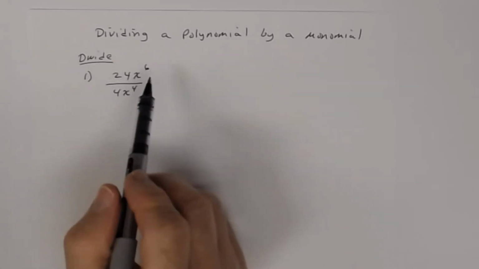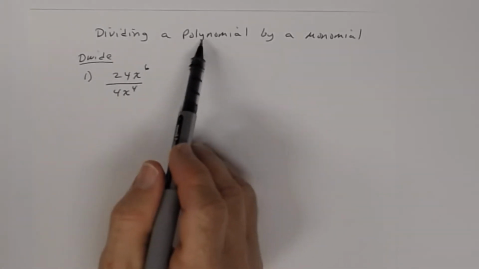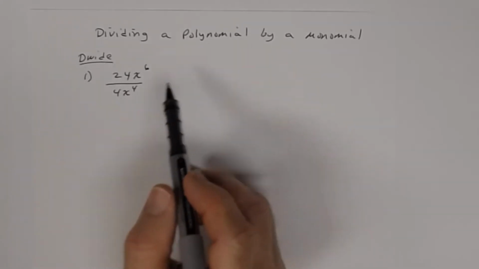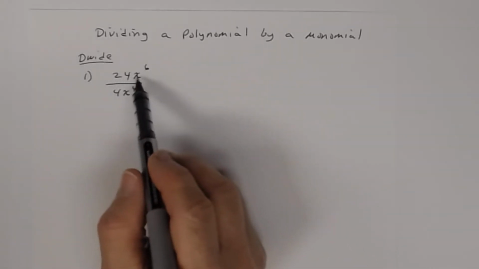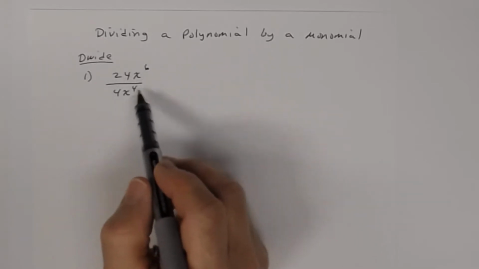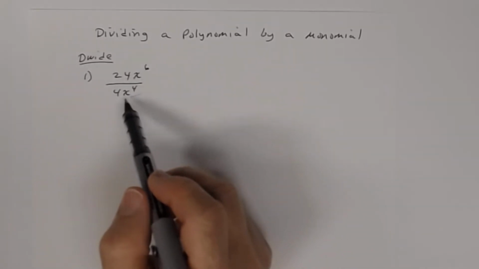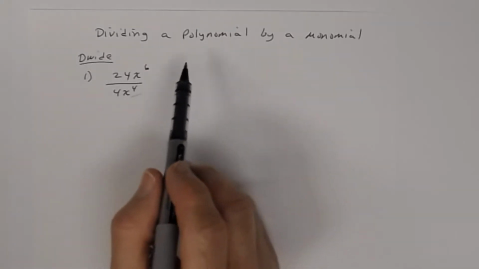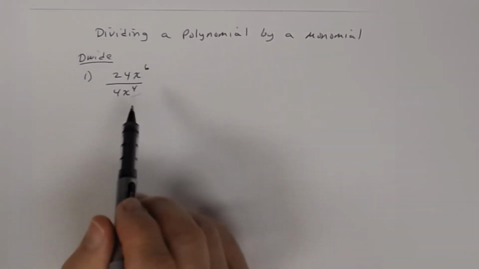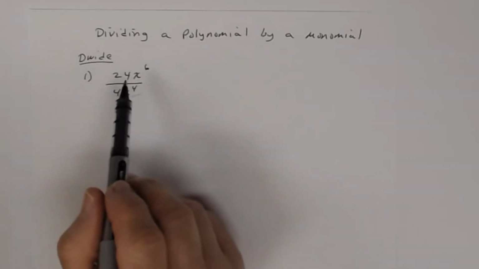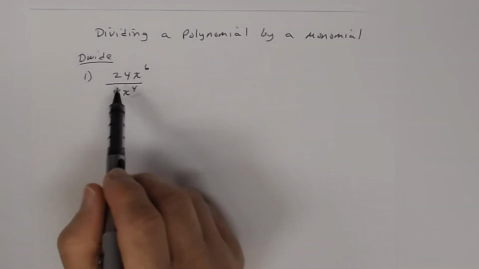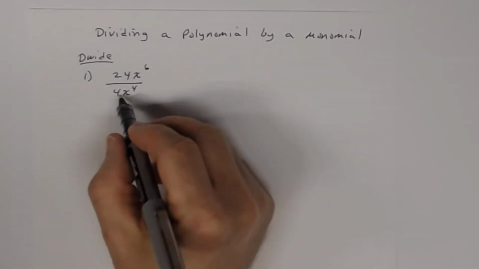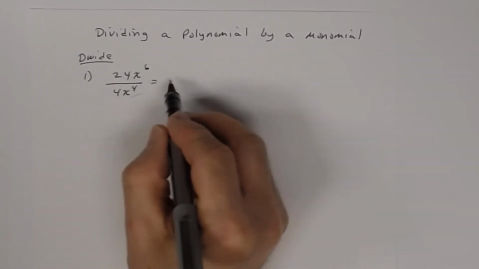So notice that these are polynomials. Remember, a polynomial is a monomial or more than one monomial. So you have a monomial here and a monomial here. Even though it's just one term, it's still considered a polynomial. And so the way you did this in a previous course is you said, well, 24 divided by 4 is going to give me 6.